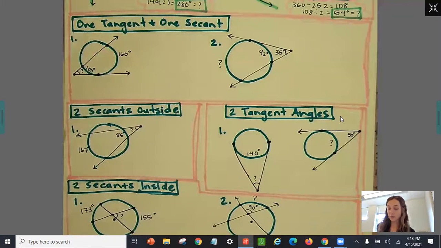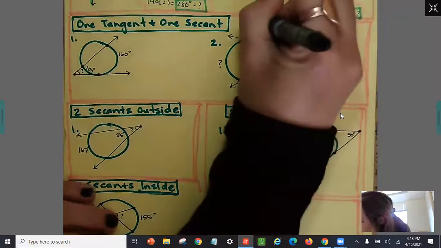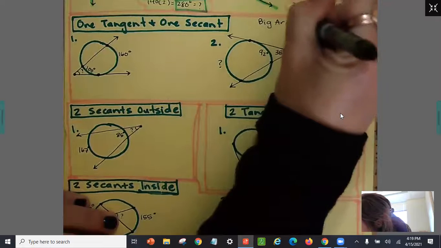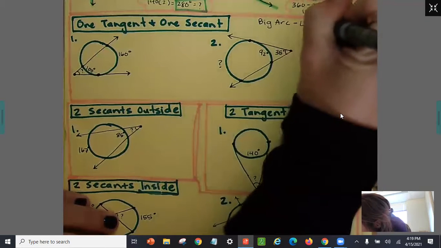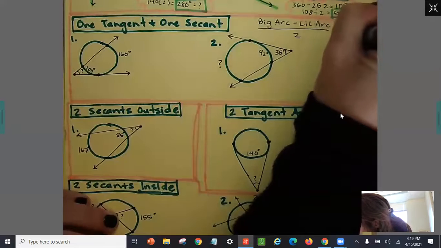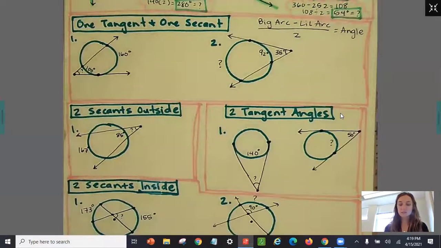For these problems, we're going to be using a very specific formula, which is big arc minus little arc divided by 2 equals the angle. Okay, so this is the formula that we're going to be using for each of these problems.